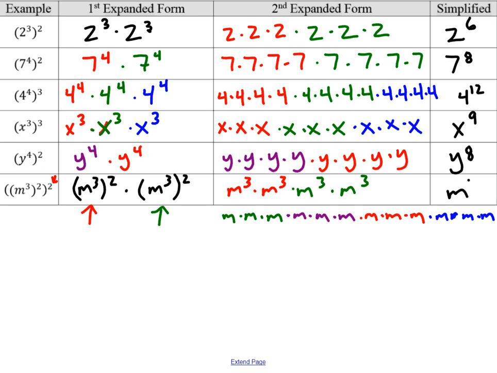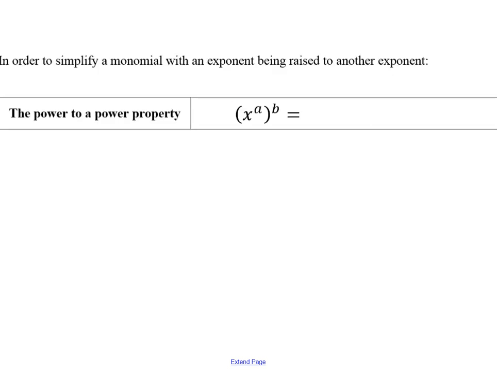Now, many of you are probably saying, I'd rather not do all that work, and there is another shortcut for this. If we have something a power to a power, we can actually go from the very first step to the very last step. All you have to do if you have a power to a power is multiply your exponents. So in order to simplify a monomial with an exponent being raised to another, we simply multiply exponents. And that is our shortcut there. Now the power to a power property: if we have x to the a to the b, our answer is going to be x to the a times b power.